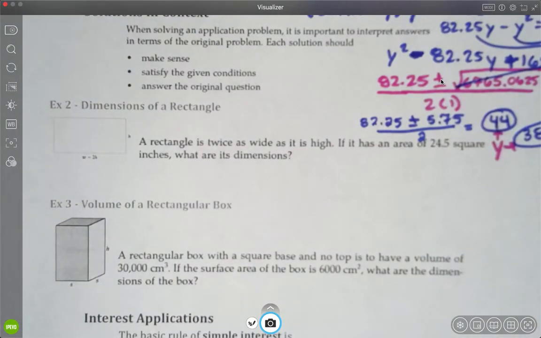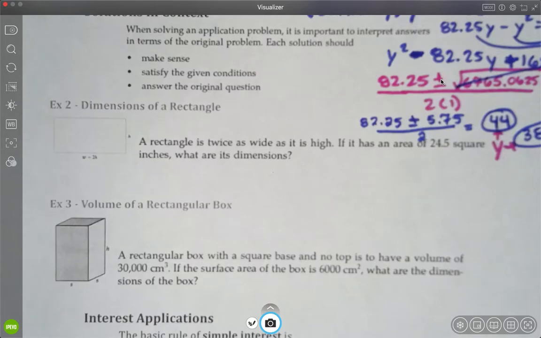A rectangle is twice as wide as it is high. I went ahead and gave you the picture of what it looks like. If this is the height, then twice the height would be 2h. So height and 2 height. If it has an area of 24.5 square inches, what are its dimensions?